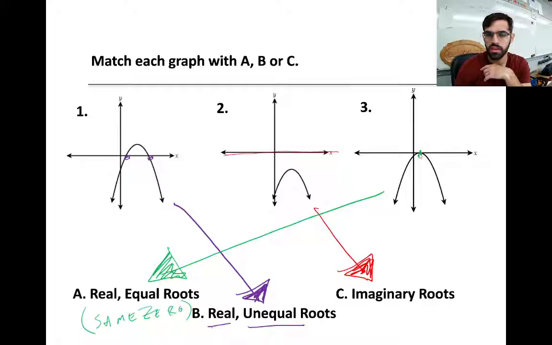3, it kisses the x-axis just once. So degree of 2, so there's real roots because it crosses or touches the x-axis, and there's only one root. So you would say those are equal roots. If we tried solving this thing, we would get the same number. There's only one number we would get. That's how you know the difference between those 3.